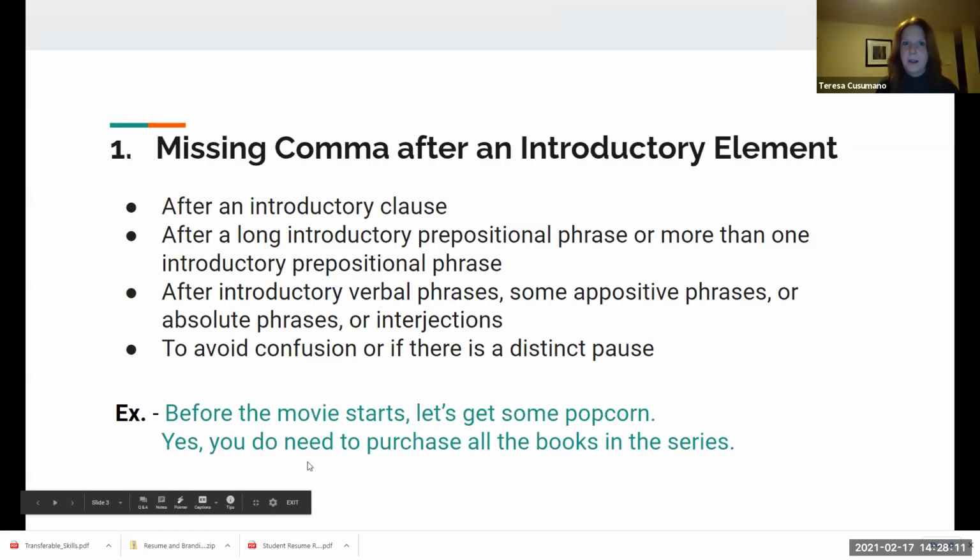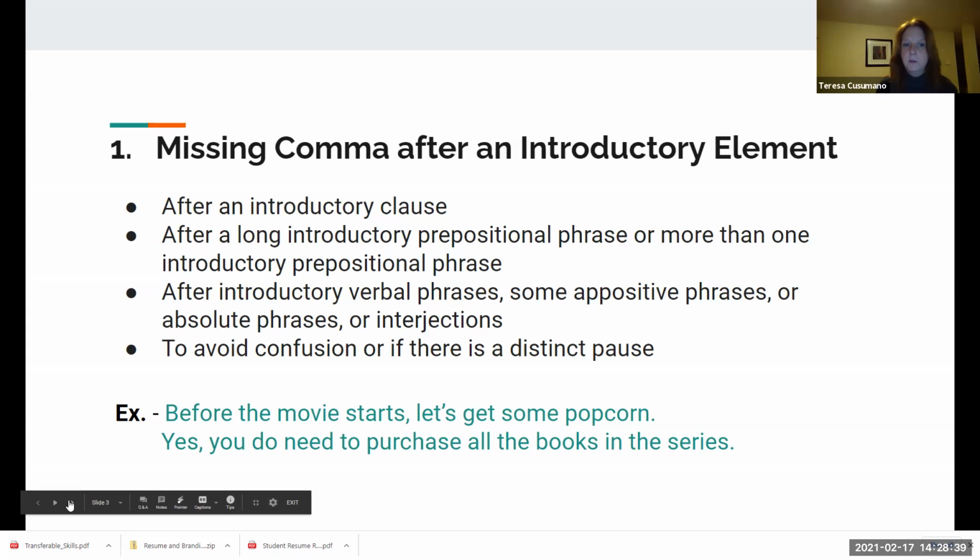Thank you, Mary. So now I will get started with the Bedford St. Martin 20 most common errors. Number 1, missing a comma after an introductory element. So if you have an introductory clause at the beginning of your sentence, and that could be a prepositional phrase, it may just be an interjection, it could be one word, but if it starts at the beginning of your sentence and it's a dependent clause, it needs to be offset with a comma.